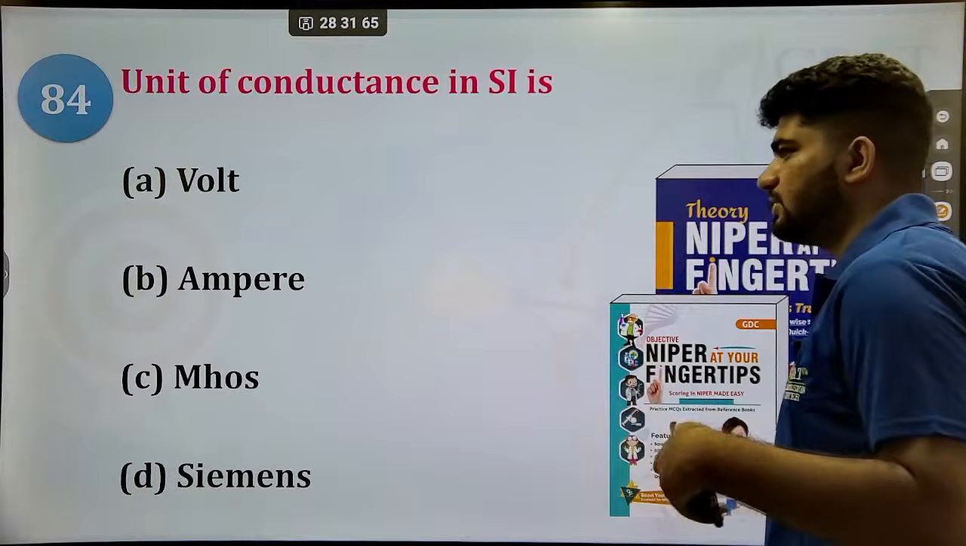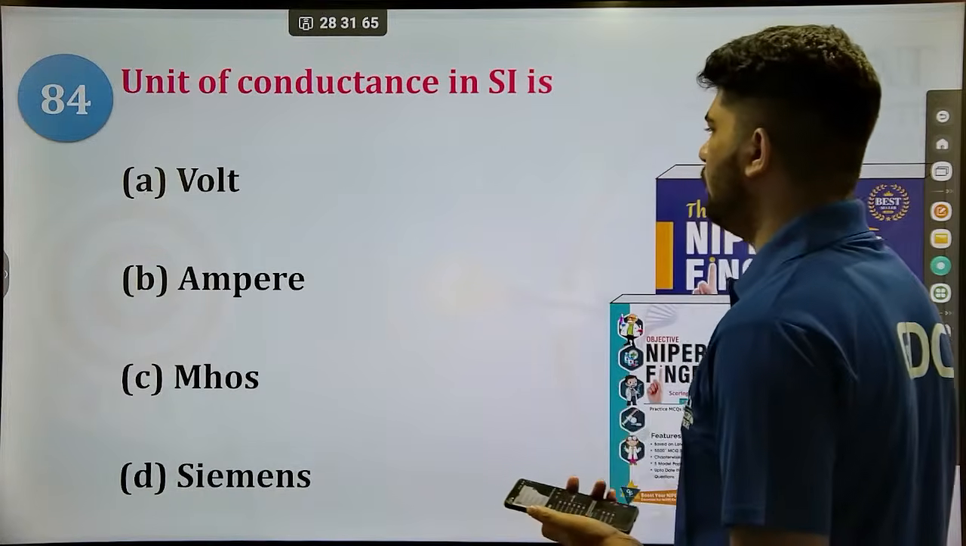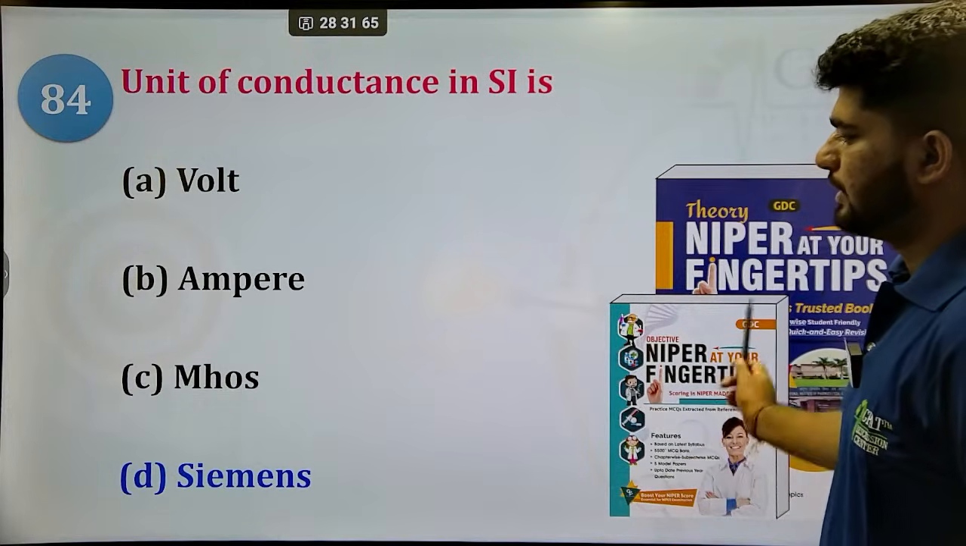Okay. Unit of conductance in SI is what? Conductance is just inverse to resistance. Remember? Resistance. So is it your volt, ampere, mhos, or Siemens? Conductance, guys, that is your Siemens over here.